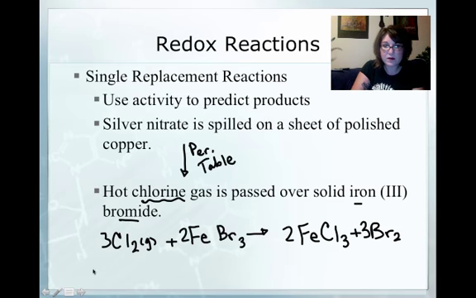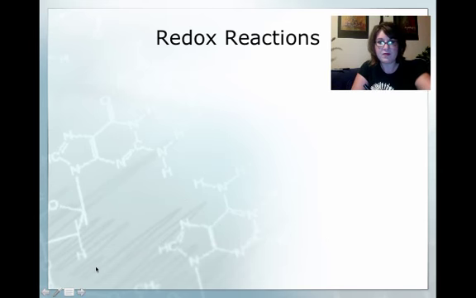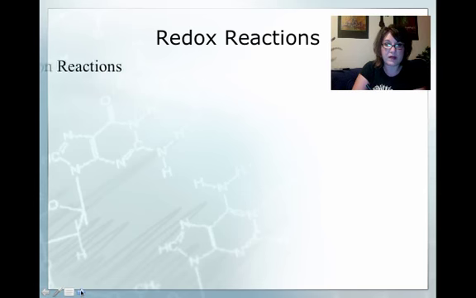But for metals, I'll show you how to use your reduction table to predict activity. You don't have to memorize the activity series, but for now, it's not a bad idea to generally know what things tend to not be very reactive, like silver and gold, for instance.